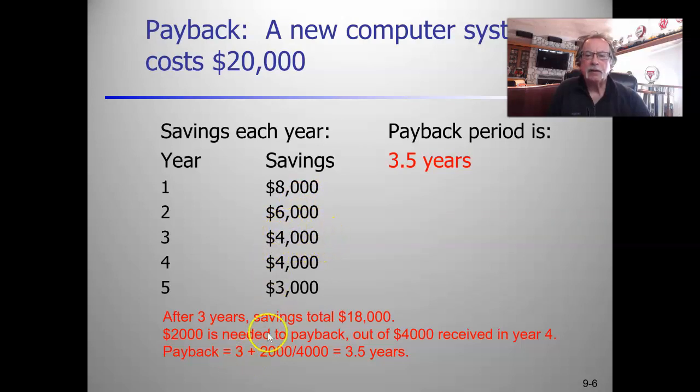So the payback period is going to be 3 years plus the additional $2,000 we need to recover. And this is the cash flow in year 4. So it's unfortunate that the example has the cash flow in year 3 and year 4 together, but this is $2,000 out of this year 4 cash flow. So 3.5 years for the payback period.